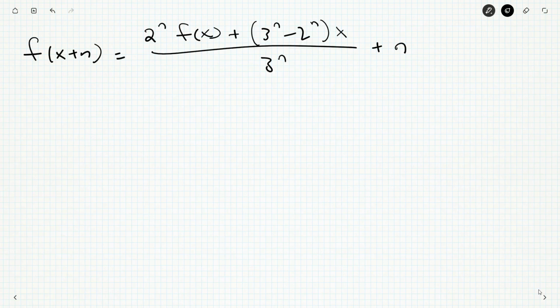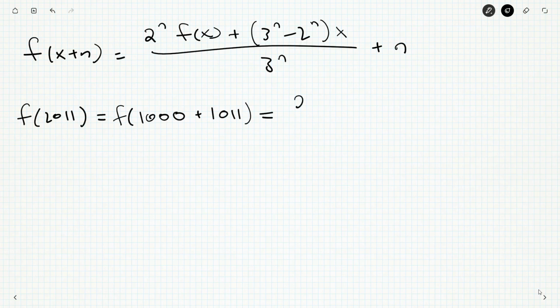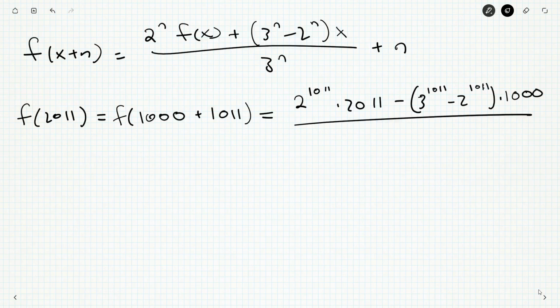Okay. Formula works. Hurrah. So now I want f of 2011. So that's f of 1000, which I do know, plus 1011. So this is going to be 2 to the 1011 times 2011 minus 3 to the 1011 minus 2 to the 1011 times 1000, all over 3 to the 1011 plus 1011. So this is my answer.